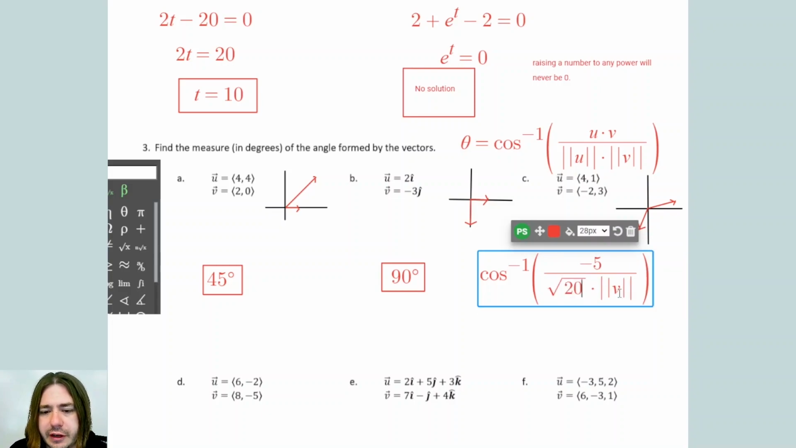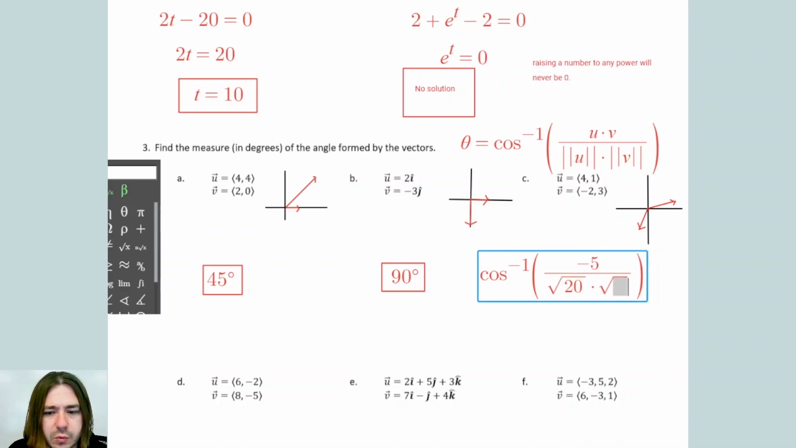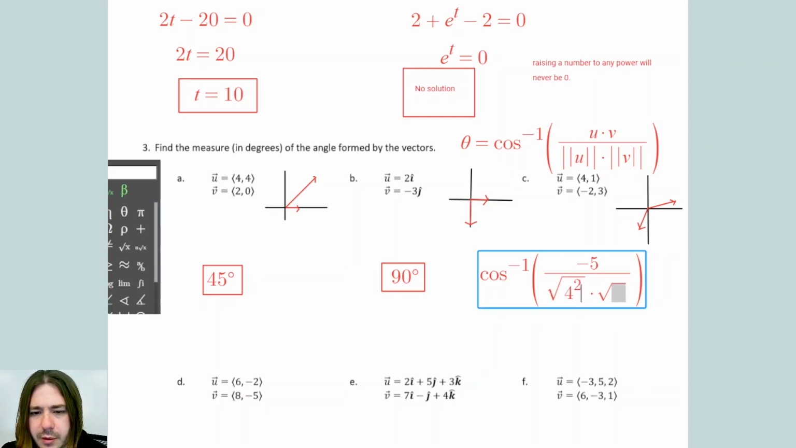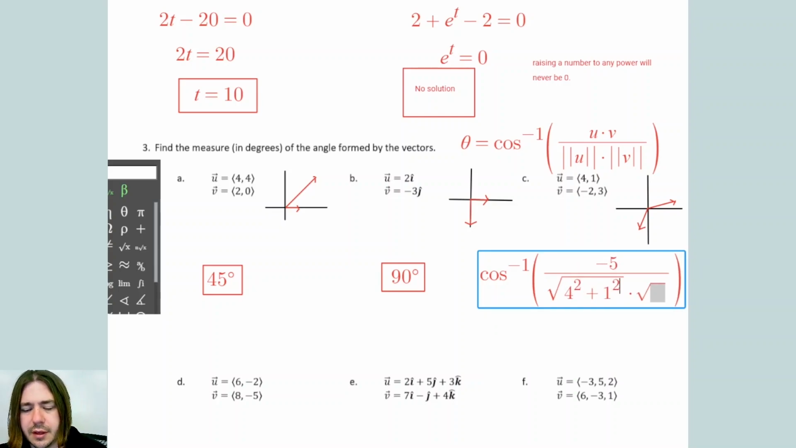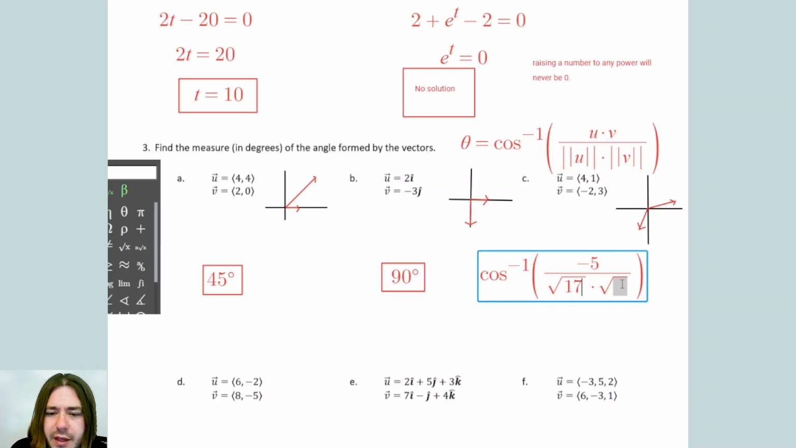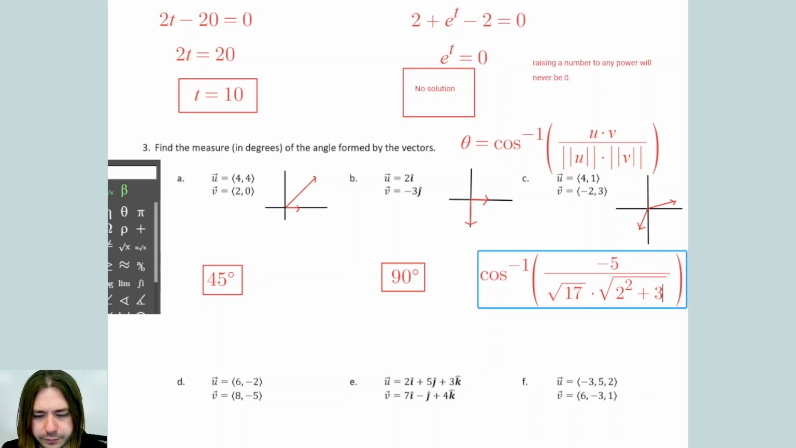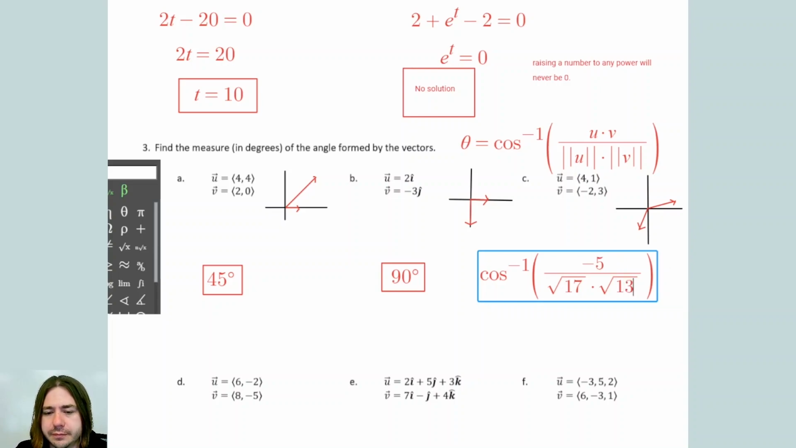For the magnitude of vector v, we have the square root of negative 2, wait a minute. I think I messed up here. That should be 4 squared plus 1 squared. My bad, y'all. So that would be 16 and 1, which is the square root of 17. Sorry about that. And then over here, we've got the square root of 2 squared plus 3 squared. It would be negative 2 squared, but negative 2 squared is the same as 2 squared. So we have 4 plus 9 is 13.